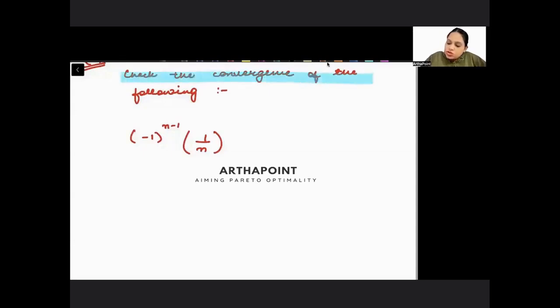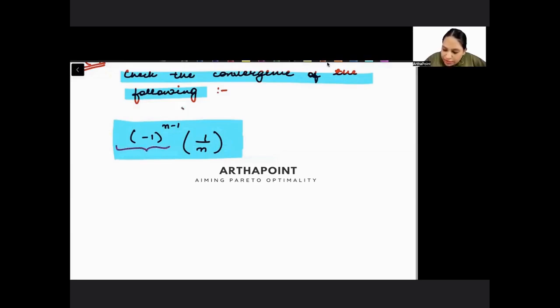Check the convergence of the following. So beta, you're given this sequence, and you need to check whether this sequence is converging or not. It's very easy. बहुत मुश्किल नहीं है ये क्वेश्चन करना. तो देखो क्या कर सकते हैं हम. Whenever you're given this -1 to the power n minus 1, it means that there will always be cases. दो तरीके का केस बनेगा.